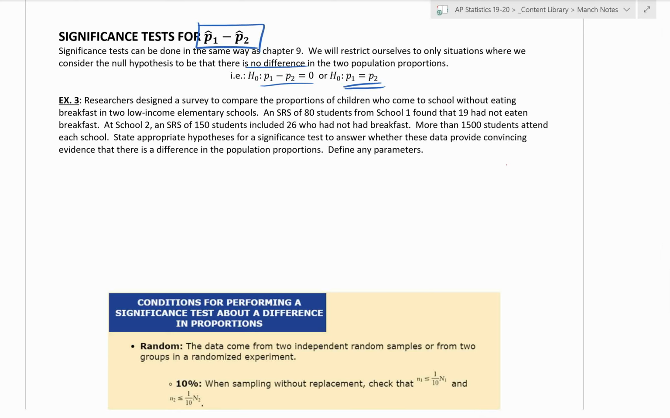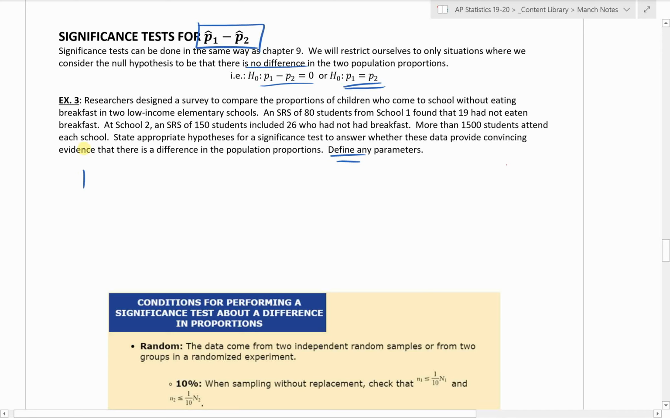So let's look at an example here in practice writing our hypotheses. Researchers designed a survey to compare the proportions of children who come to school without eating breakfast in two low-income elementary schools. A simple random sample of 80 students from school 1 found that 19 had not eaten breakfast. At school 2, a simple random sample of 150 students included 26 who had not eaten breakfast. More than 1,500 students attend each school. State appropriate hypotheses for a significance test to answer whether these data provide convincing evidence that there is a difference in the population proportions. Don't forget to define any parameters.